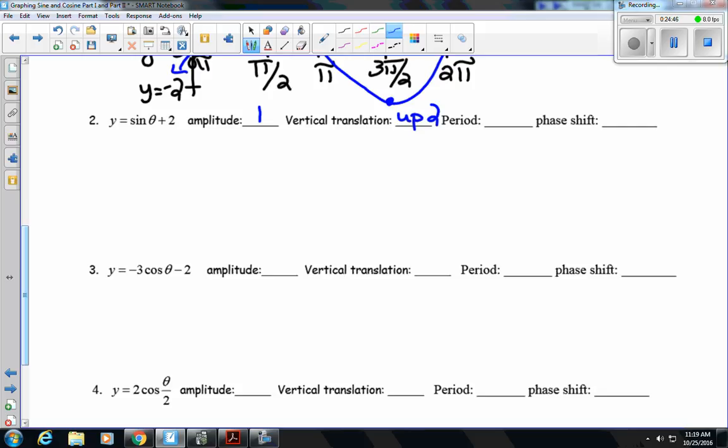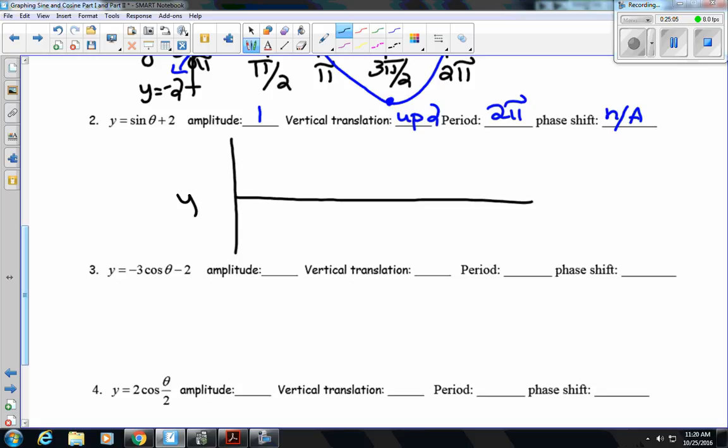Okay, period. 2 pi. Any phase shift? Nope. You can't leave it blank either. You have to tell me what the phase shift is. If there's not one, tell me there is none. Are we ready to graph? Yeah. Okay, so same thing.